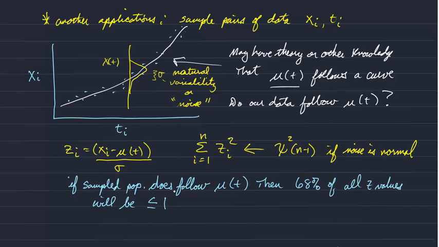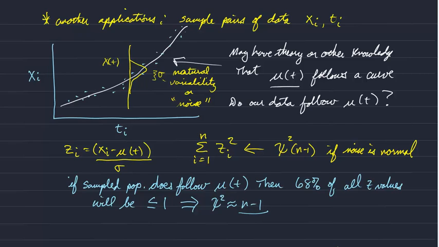Most likely the z values will be less than or equal to 1, about 68% of them. Or in other words, the corresponding chi-squared should be about n minus 1, if that's the case.